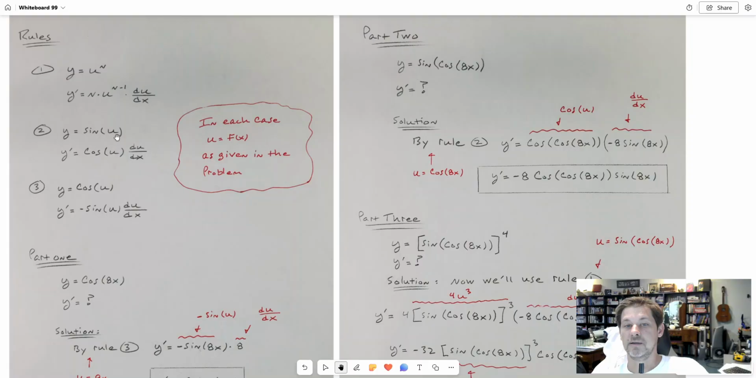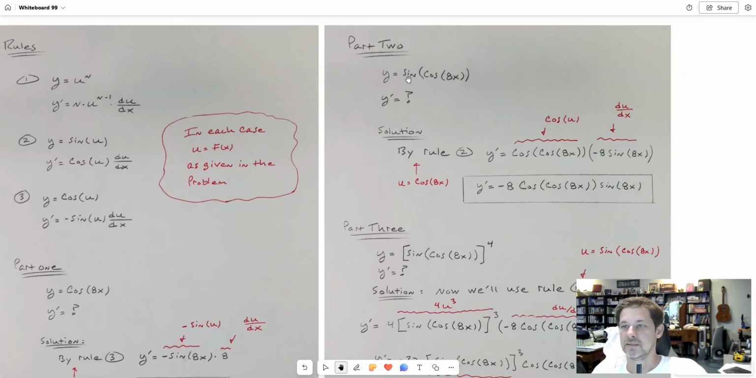What about sine of u? Where again, u is some function of x. The derivative of sine of u is cosine of u times the derivative of u, whatever that happens to be. That would be kind of like this first example or this second example. Okay, sine or cosine of some other function. Cosine of 8x or sine of cosine 8x. Okay, so the rules for those are right here. Derivative of sine u, derivative of cosine u. So those are the rules as they are individually.